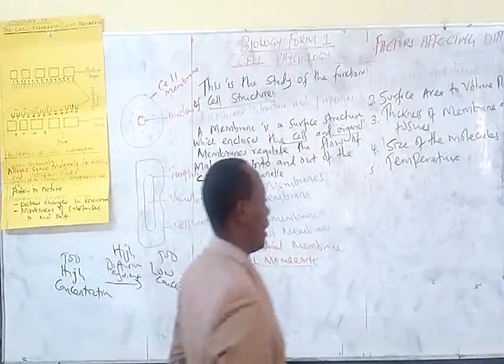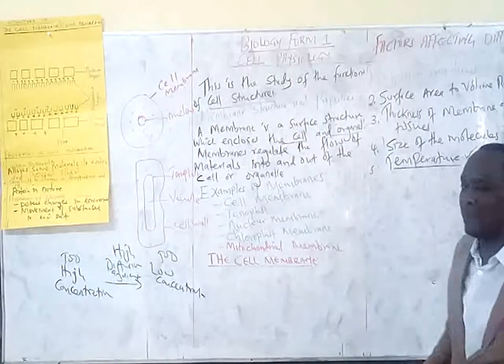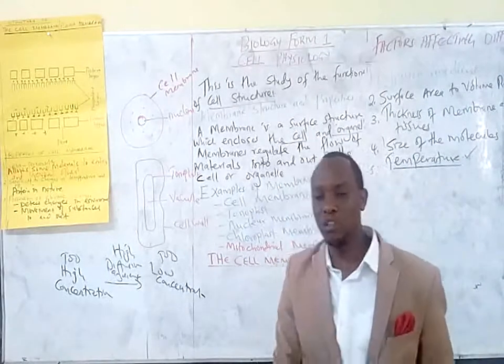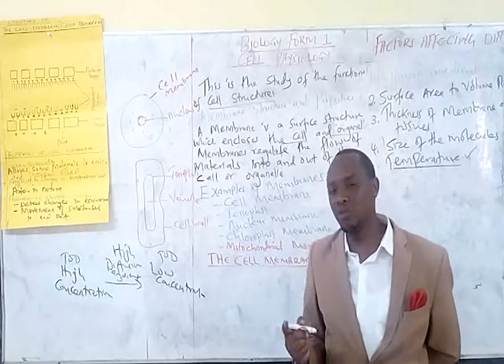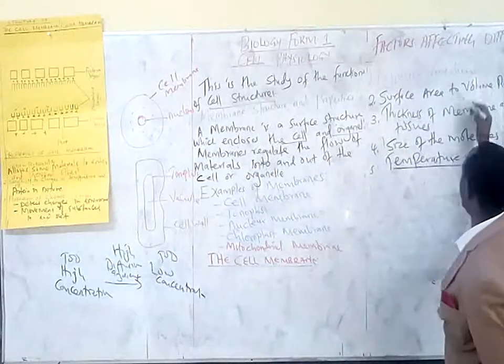The other one is temperature. Temperature increases the momentum of the particles, therefore they move faster. That means what? The rate of diffusion increases.